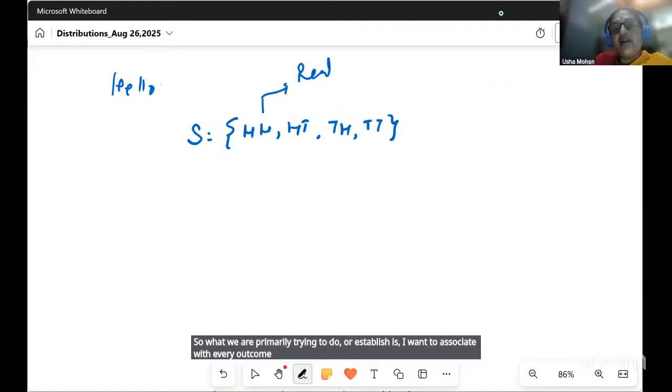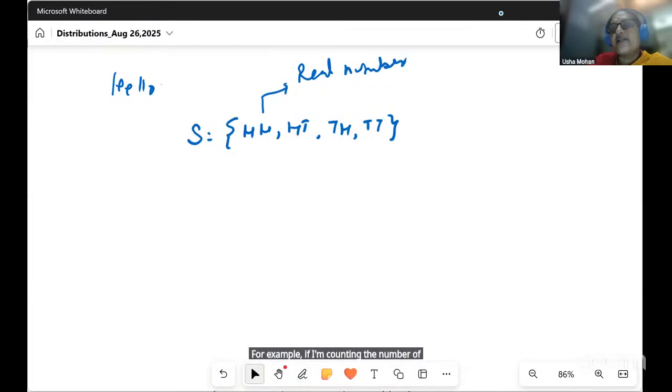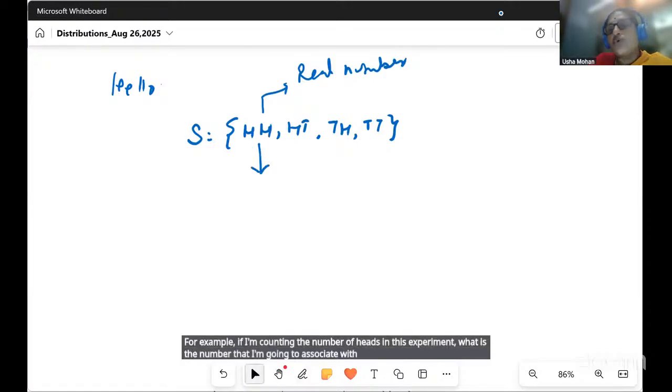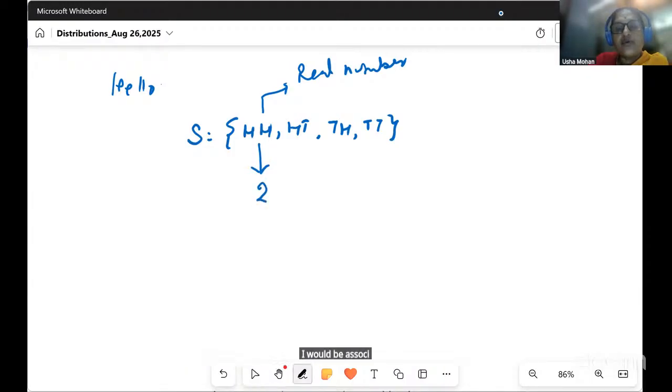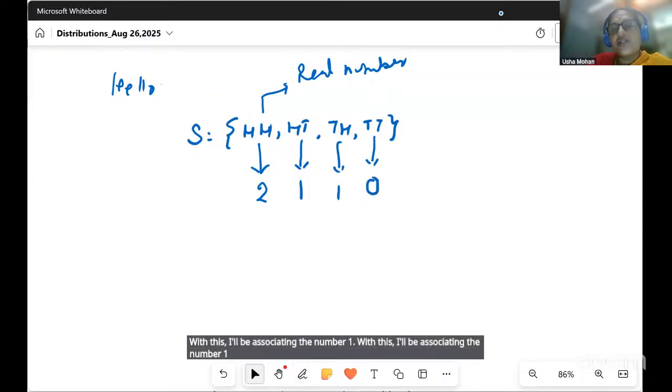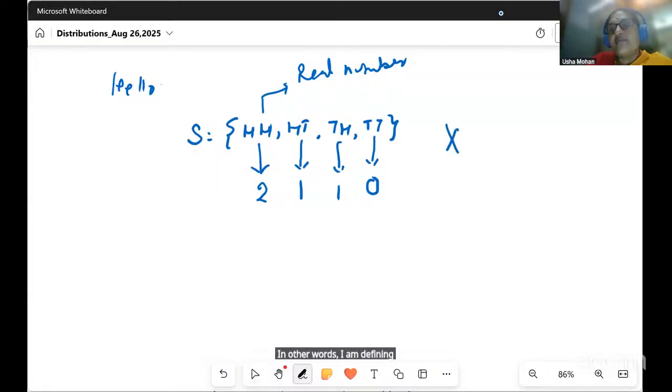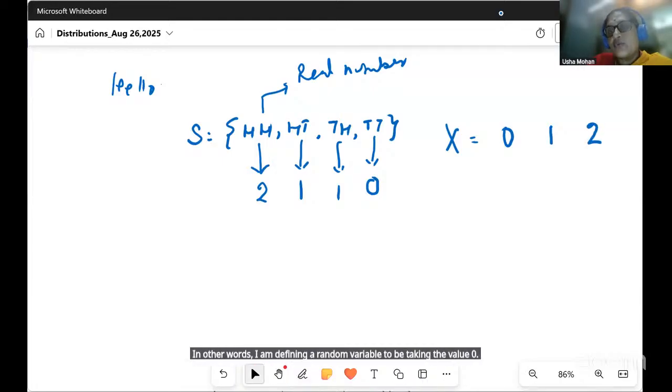So what we are primarily trying to establish is that I want to associate with every outcome a real number. For example, if I'm counting the number of heads in this experiment, what is the number that I'm going to associate with this outcome, 2 heads? I would be associating 2 because I can count the number of heads. With this, I'll be associating the number 1. With this, the number 1. With this, the number 0. In other words, I am defining a random variable taking the values 0, 1, and 2.